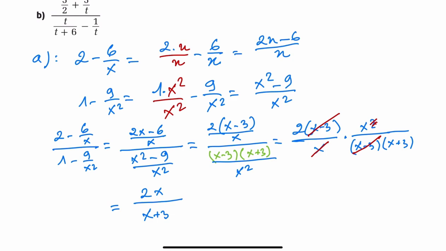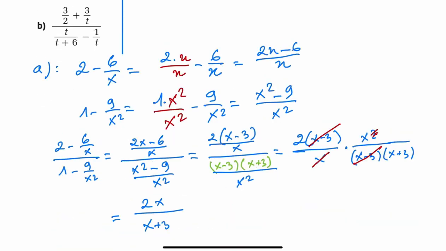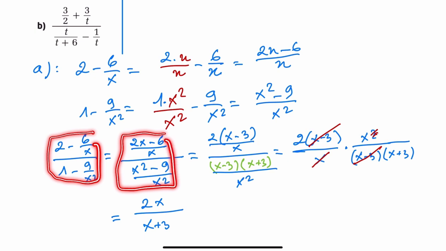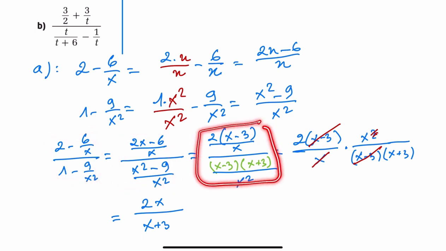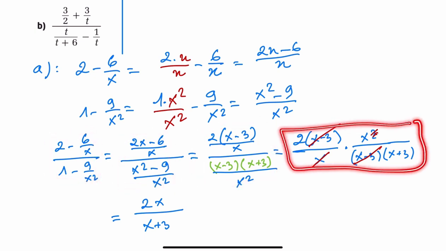Okay, now for the non-permissible values, when I simplified each fraction inside the expression by finding a common denominator, I got this one, and from this I got this one. So I can see that x should be different than 0, and x should be different than 3, and x should be different than minus 3. Why? This should not be equal to 0, this should not be equal to 0, and this should not be equal to 0.